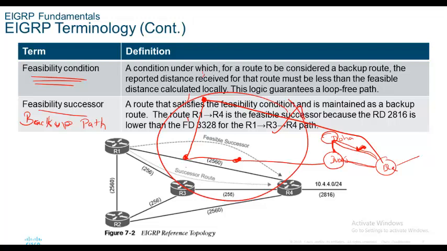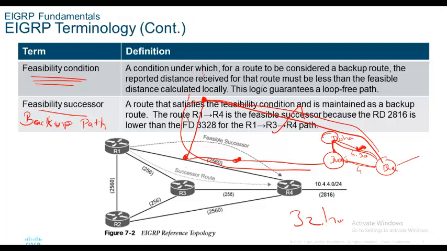What is the feasibility condition? See, this is already a primary path. It will be there in the routing table, and this router's routing table will have 10.4.4.4 via R3 as the next hop. It will also be seen in the topology table. This is the successor.